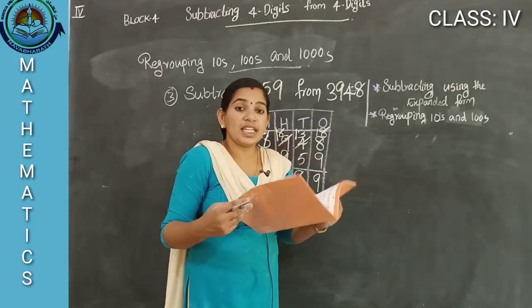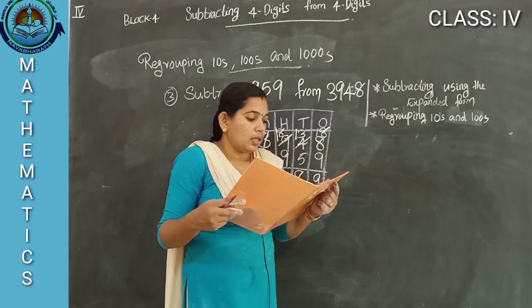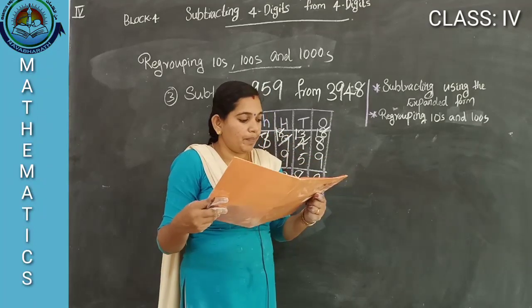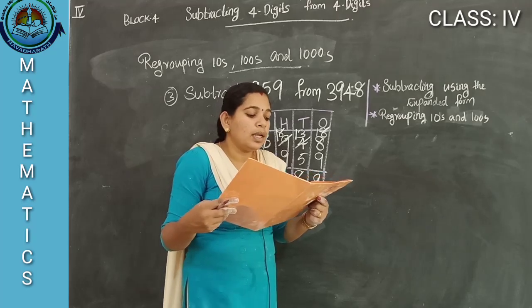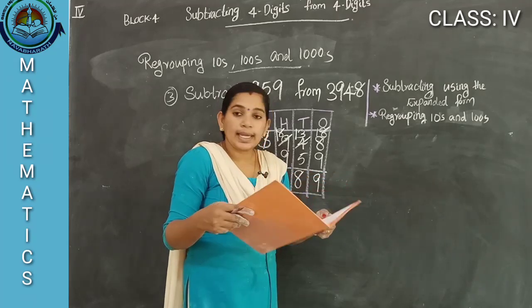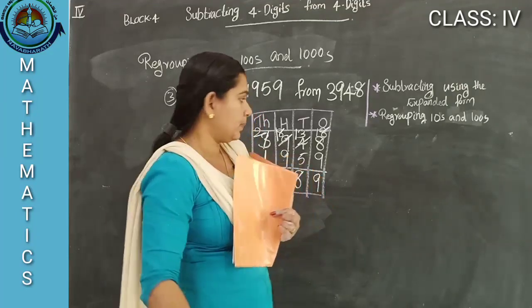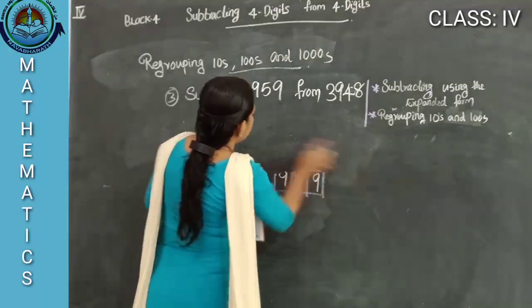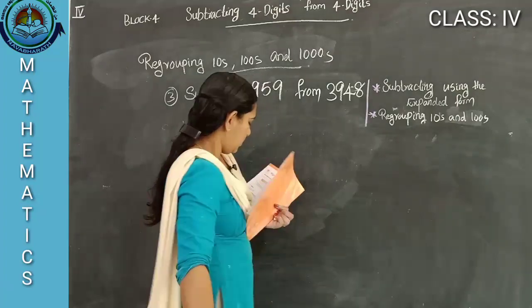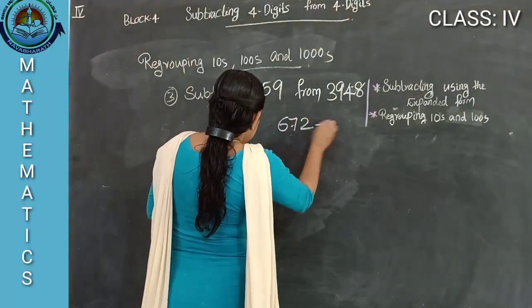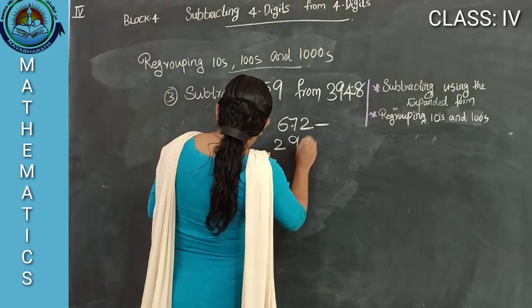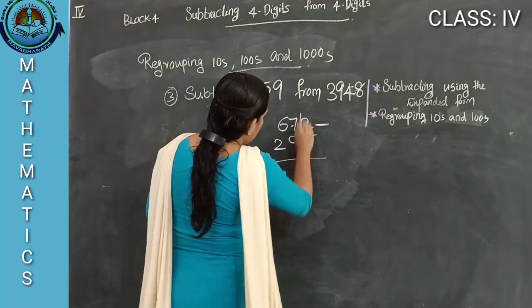Then in the previous class we were discussing, okay, page number 18, subtract using the column method. One has been done for you. The second question I will do here. Okay, the previous class answers. 672 minus 295. Draw the columns also.